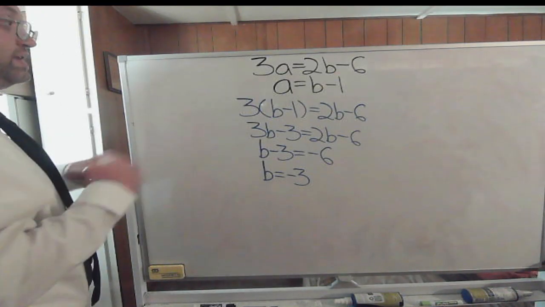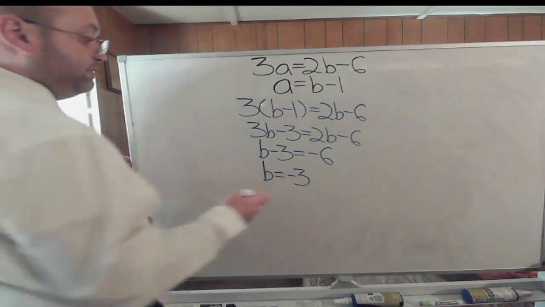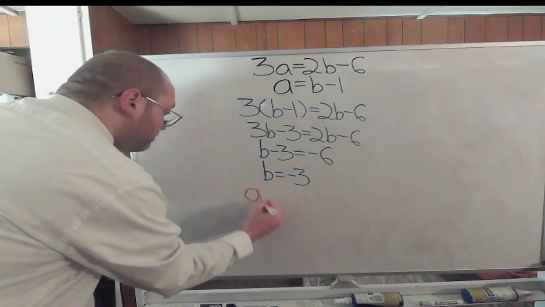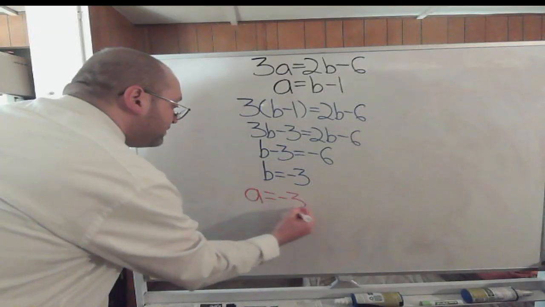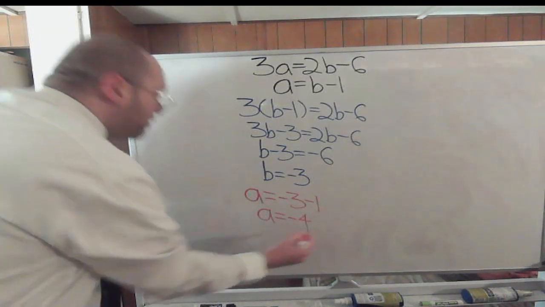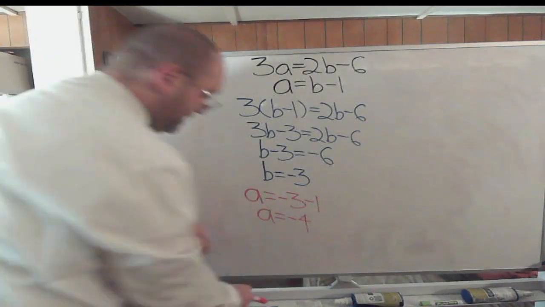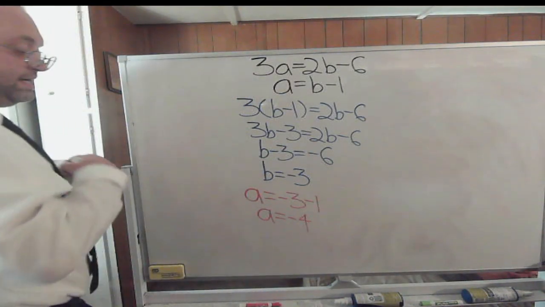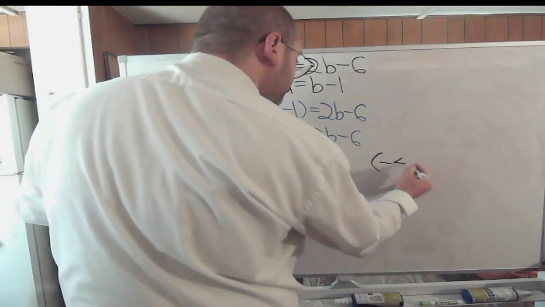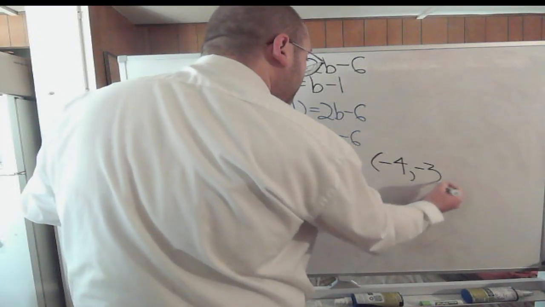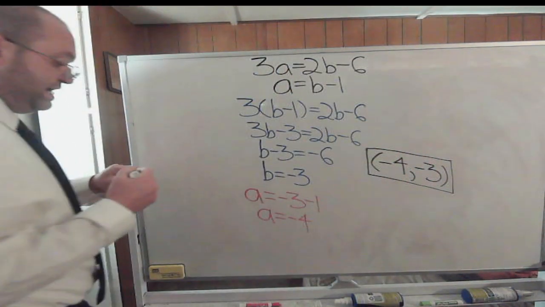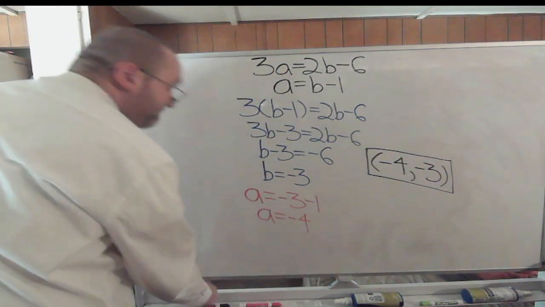Now we just want to find the a coordinate. I think it's obvious. We want to put that b equaling negative 3 into the second equation. So we'll have a equals negative 3 minus 1, which means a equals negative 4. So your a coordinate is negative 4. So in the end, you get the ordered pair for your point of intersection being negative 4, negative 3. That would be your point of intersection, would be negative 4, negative 3.